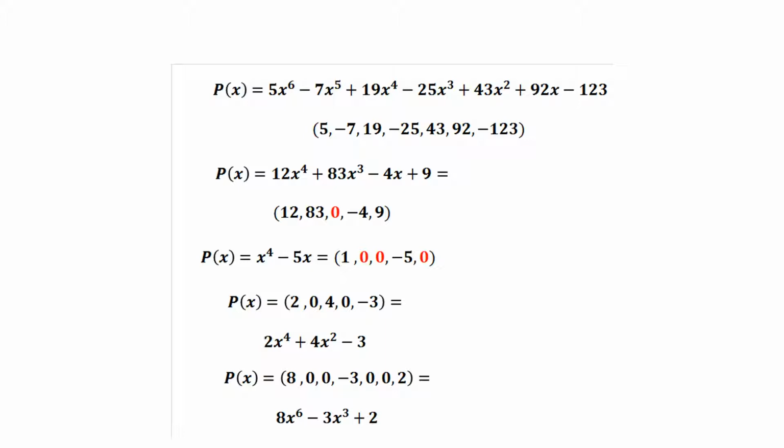Now we look at this thing. What's the 8? What is the power of x next to it? So we start with the 2. Number, x, x squared, x cubed, x to the 4th, x to the 5th, x to the 6th. So it's 8x to the 6th. Then you go no x to the 5th, no x to the 4th. We've got an x cubed, minus 3 of them. We don't have x squared, we don't have x, and then we have a 2. And that's how you can go back and forth and write polynomials as tuples and tuples as polynomials.